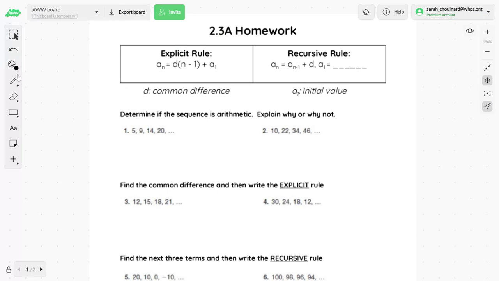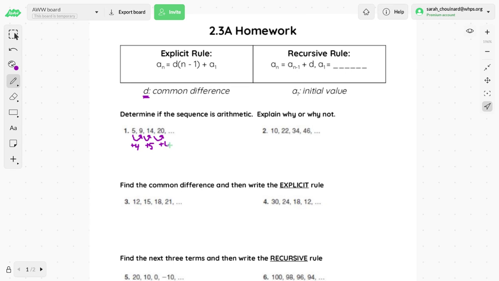All right, let's look at a couple of the examples from the homework last night. Determine if the sequence is arithmetic, explain why or why not. To be arithmetic, you have to have what's called a common difference. It's basically just the rate of change. So we're looking to see, were we adding a constant value each time to this sequence?